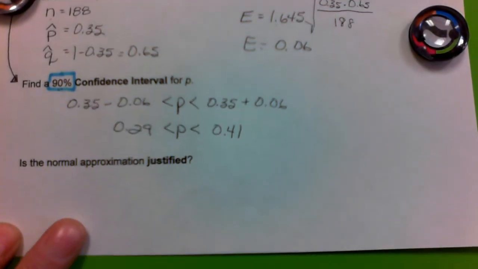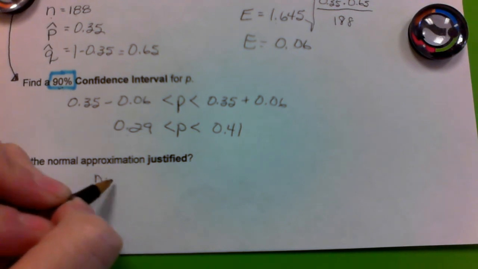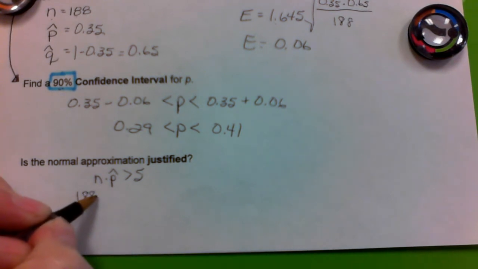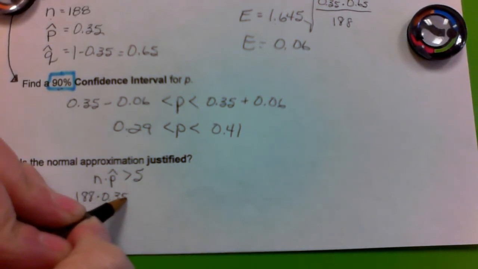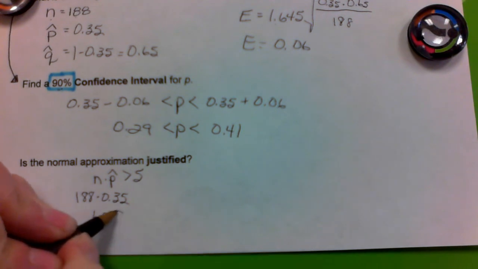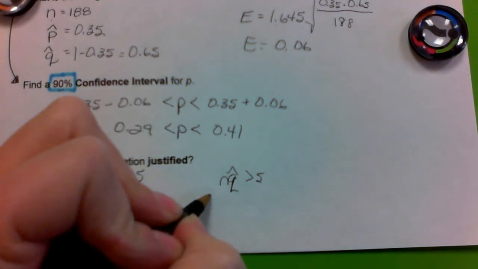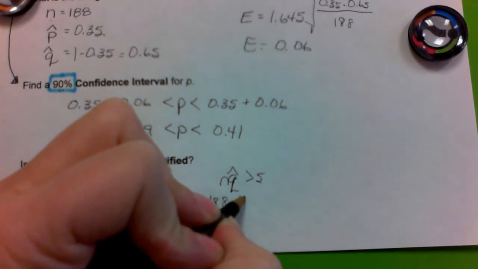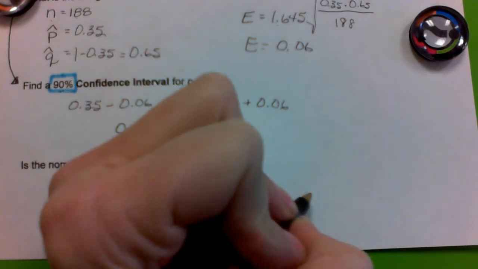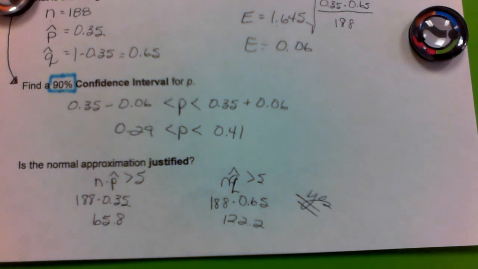And then you may be asked, is the normal approximation justified? And this is where it wants you to show that n times p hat is greater than 5. So in this case n was 188 times p hat is 0.35, and when you multiply that you get 65.8, so that's definitely greater than 5. Then we also have to show that n times q hat is greater than 5, so 188 times 0.65 gives you 122.2, and those are definitely both larger than 5, so yes, it is justified. That completes 7.3.